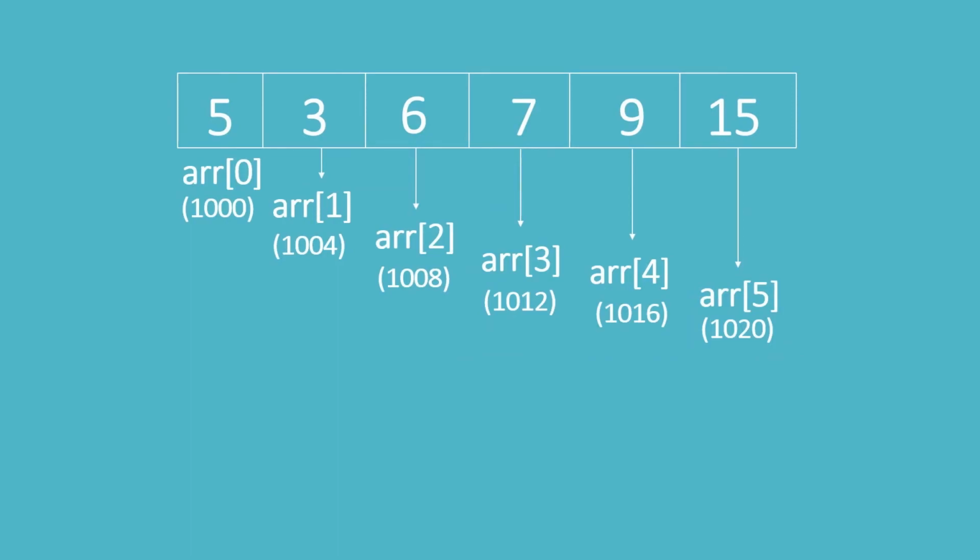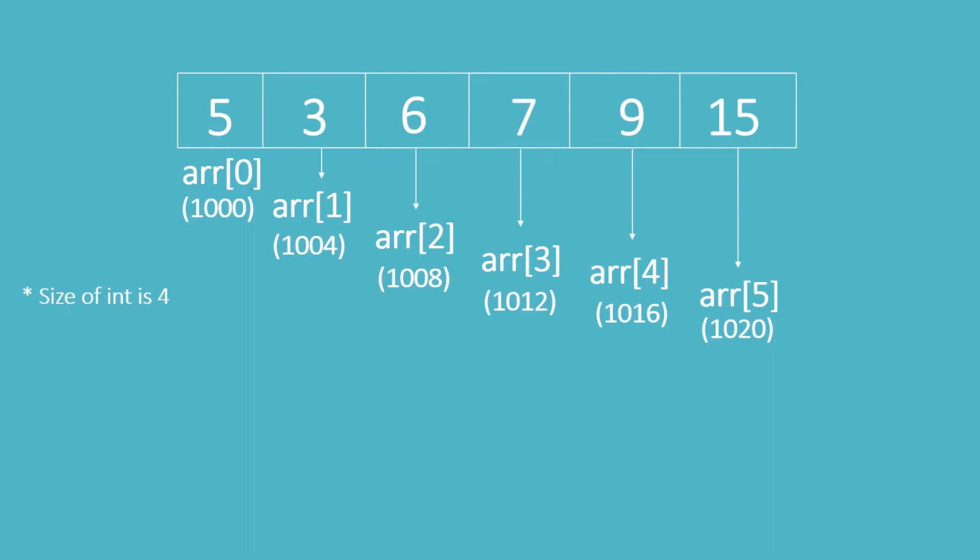So this is how the address will be incremented for each element in our array. The data type that we are using in our array is an integer, so the size of the integer is 4. That's why the addresses look like this.